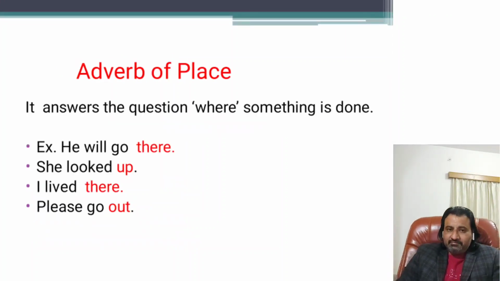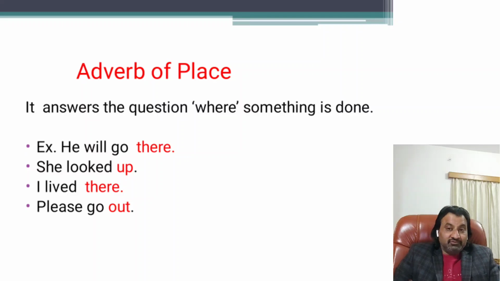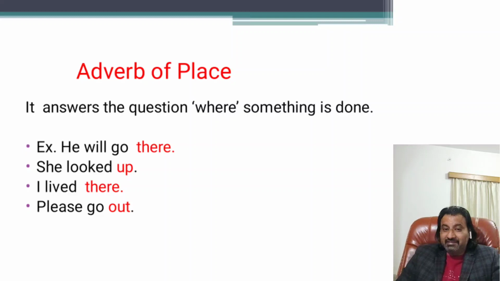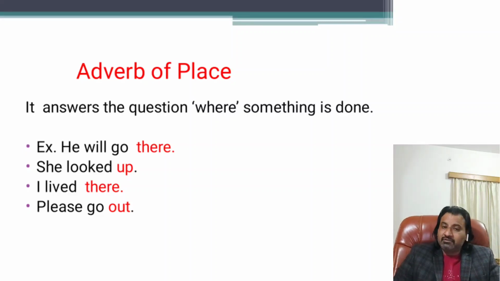Adverb of place, as the name suggests, tells us where something is done. It answers the question where something is done. He will go there. She looked up. I lived there. Please go out. So in these sentences, there, up, out, all of these are examples of adverbs. They tell us about the place of action.